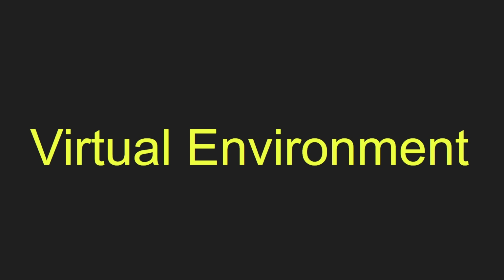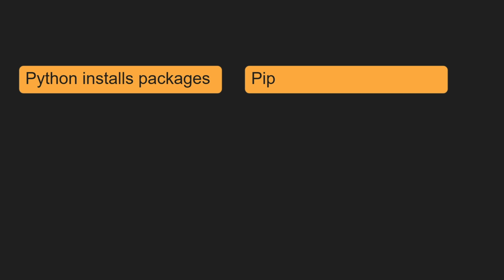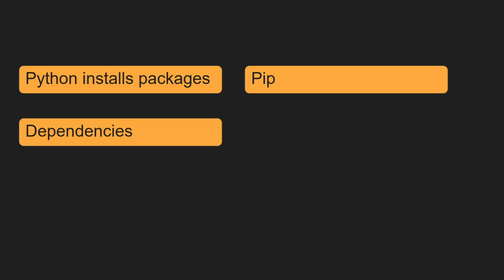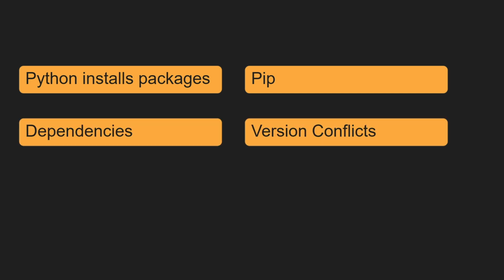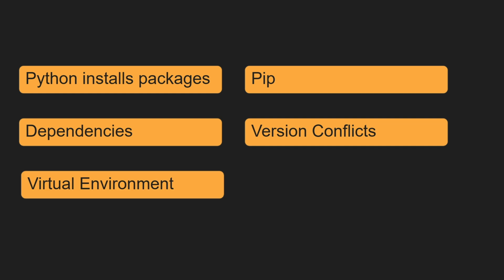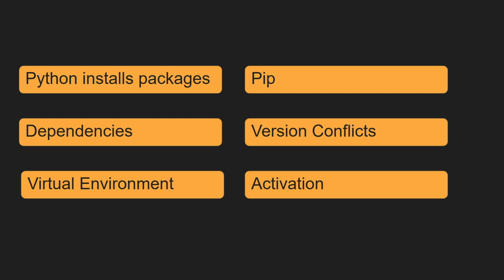We will understand how Python installs packages, what pip really does, what dependencies mean, why version conflicts happen, what virtual environments actually are, and how activation works internally. The goal is simple. After this, nothing should feel confusing. Let us start from the beginning.